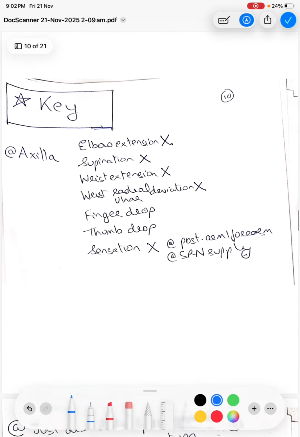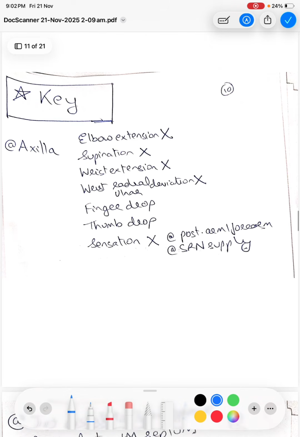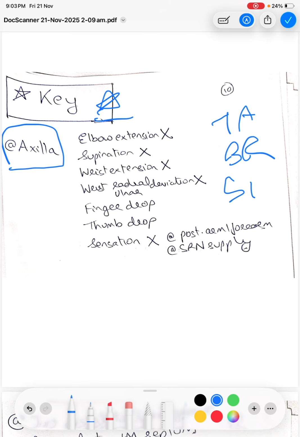Okay. Now we are going to combine the motor and sensory part, and we are going to give ourselves a logical concept booster key so that we can understand at the end. So if there is a lesion at the axilla, what is gone? Everything is gone. TA is gone, BR is gone, SE is gone. Okay, motor supply is gone, and the sensory part is completely gone.